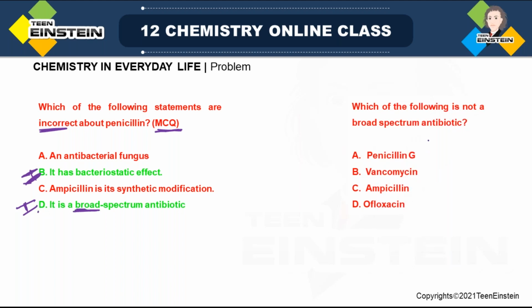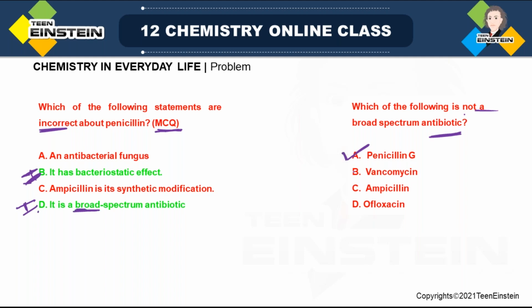Which of the following is not a broad spectrum antibiotic? So all these are the examples that are given. You have to choose the broad spectrum antibiotic. Now penicillin G, is it broad spectrum? No, it is not broad spectrum, that we have just seen in the previous problem. So we have to find the antibiotic which is not broad spectrum. So that is why this should be the correct option.